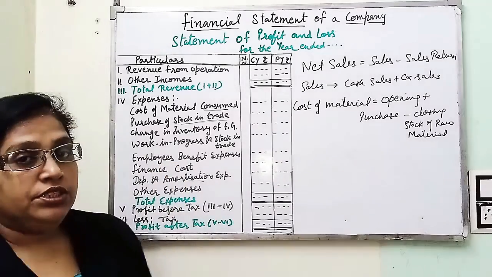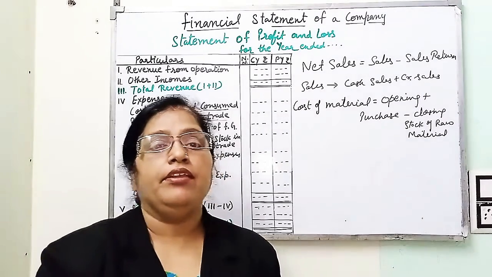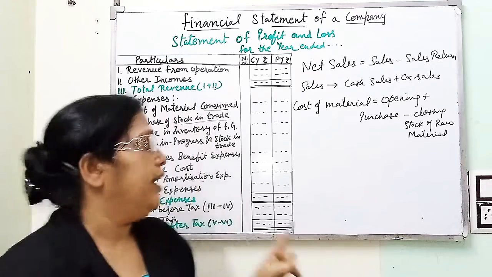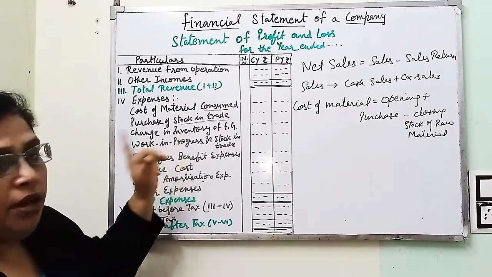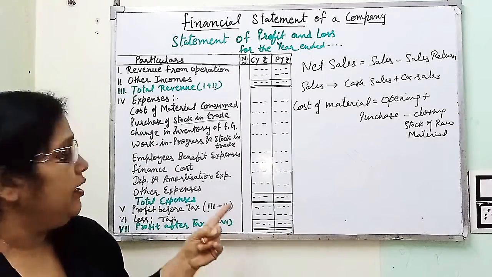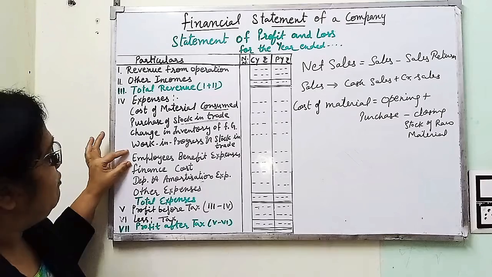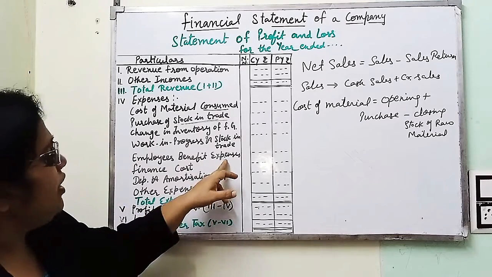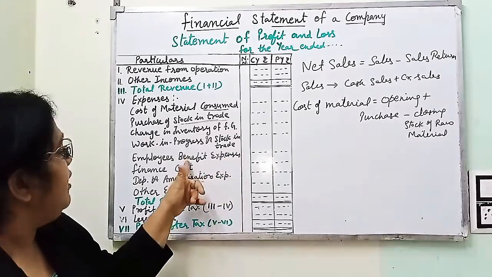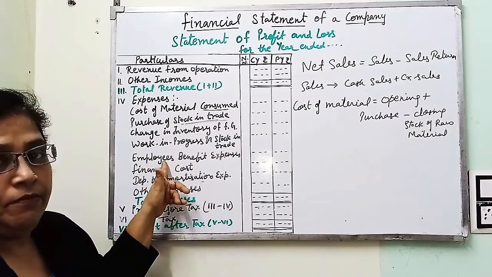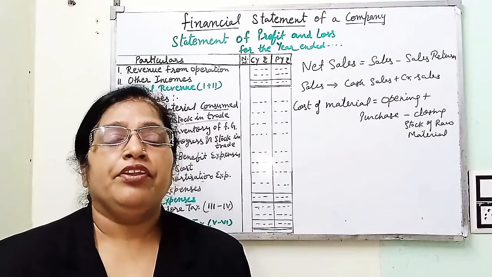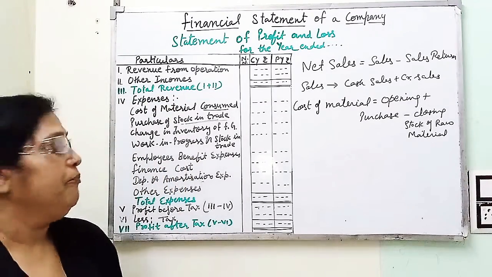Work in progress means utilization of raw material in the process of producing finished goods. That can also be calculated with the help of opening stock minus closing stock. Clear? Next is employees benefit expenses. These are the expenses which are incurred by the company for the welfare of employees, means paying salary, paying wages, leave encashment, bonus, etc.